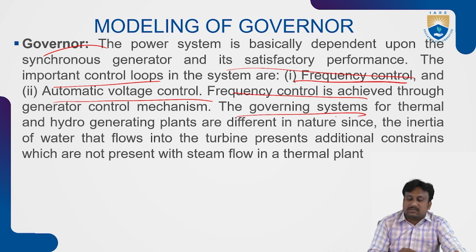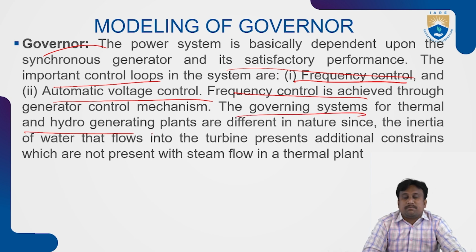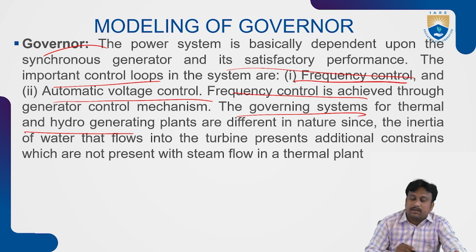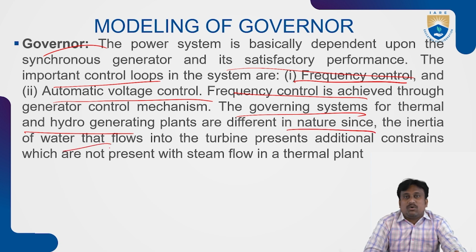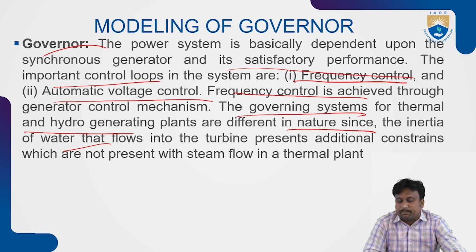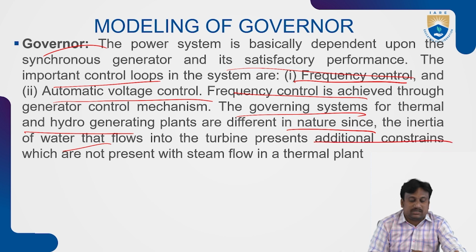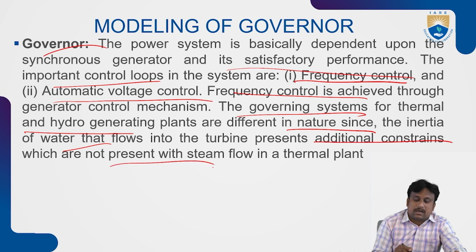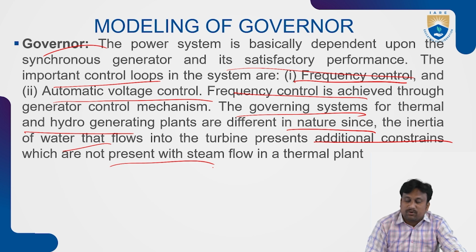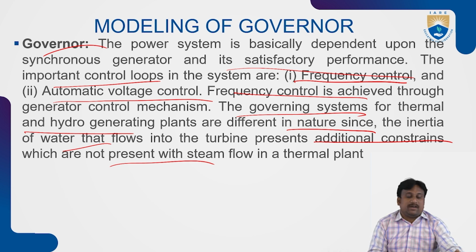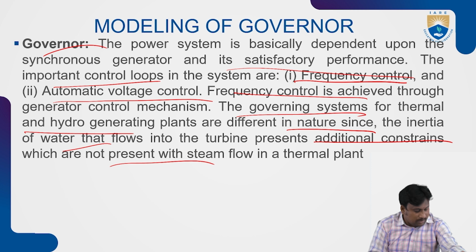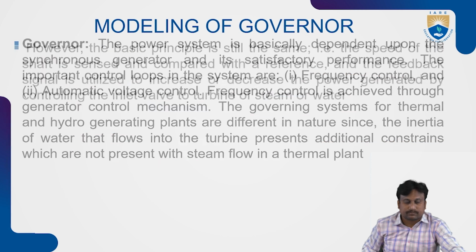Governing systems for thermal and hydro generating plants are usually different, because the inertia of the water that flows into the turbine must be considered. That represents additional constraints which are not present with the steam flow in a thermal power plant. Likewise, the governor mechanism is ready to operate for the system.